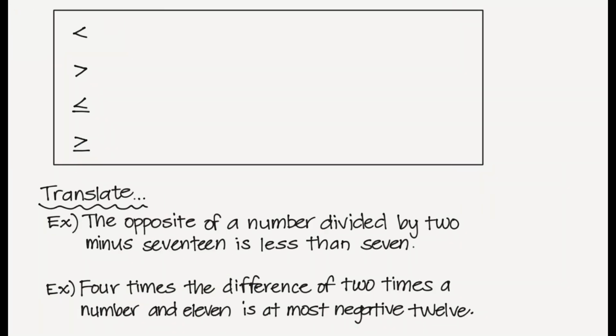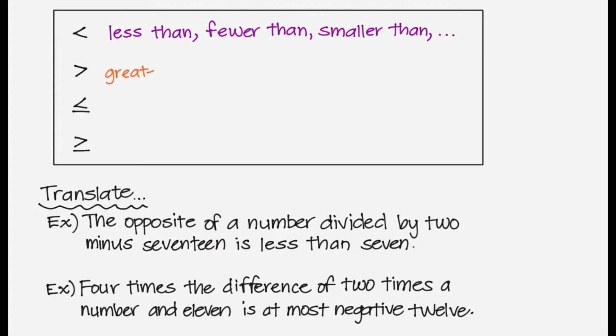So we are done. To wrap up this lesson, we're going to look at what words we would use to signify these 4 different symbols in a sentence or a word problem. So the first symbol, which is less than, could obviously be less than, or it could say fewer than, or smaller than, or something else. The greater than symbol, obviously, it might say greater than, it might say more than, larger than, bigger than, there's a variety of different terms that you could use.